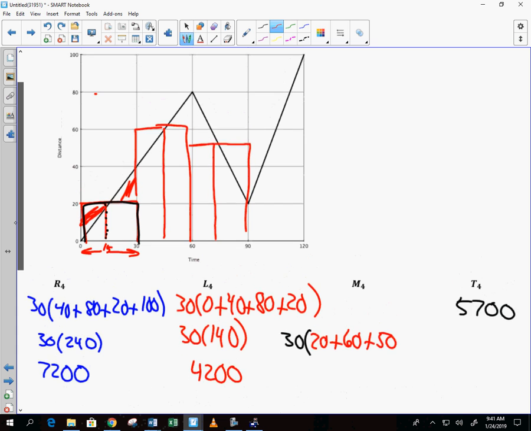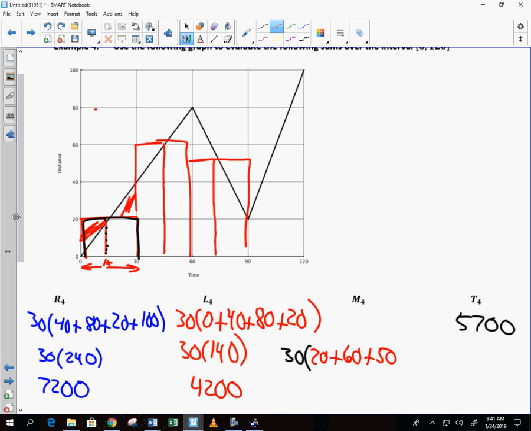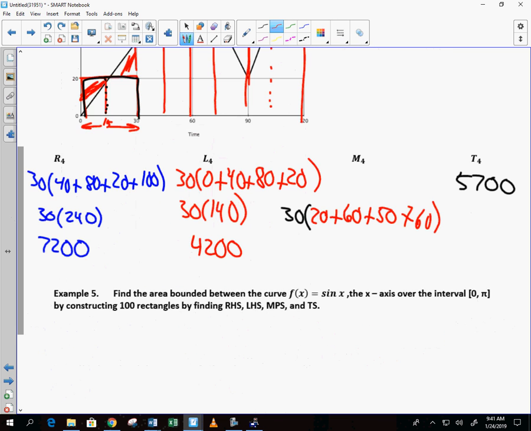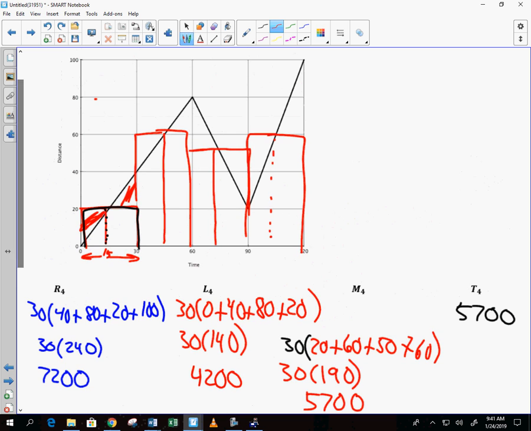And then I've got, what's the next one? 60. And this would be a no calculator problem on the AP exam. I've got 120, 140, 190. So I got 30 times 190. 3 times 19 is 57. That's what my second grade teacher taught me. And so we're going to go with 5,700. What do you notice? The midpoint and the trapezoidal are the same. And if you have a linear function, that will be the case.